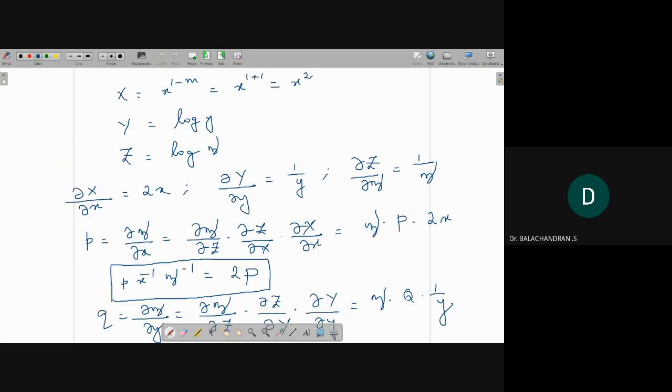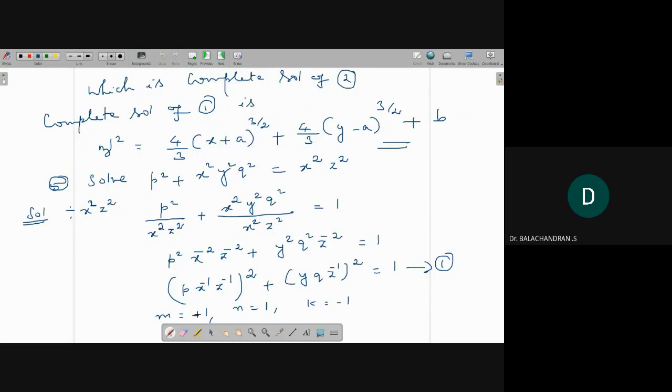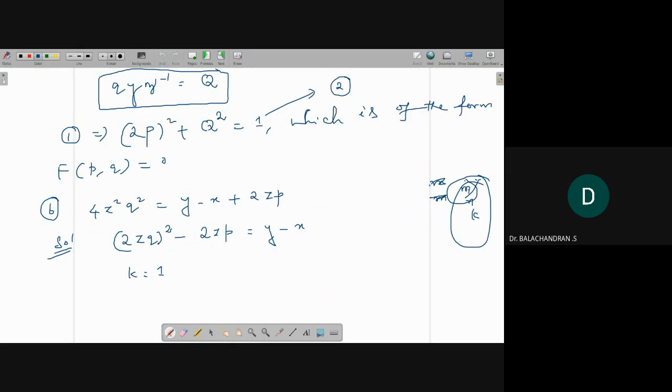Actually, here I told m is minus 1 because it is with what? Either it is with p or p and z. Then only you can find the value of m. Similarly, for n, it is with what? Y is with either q or q and z. Then only you can find the value of n. So you should remember that one.